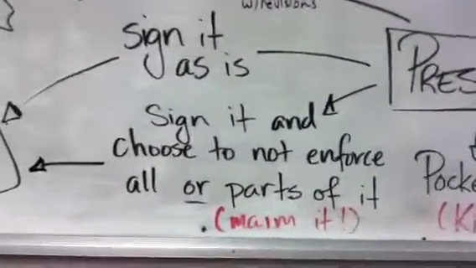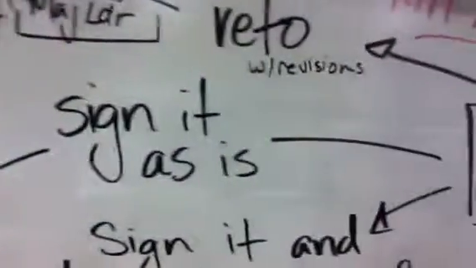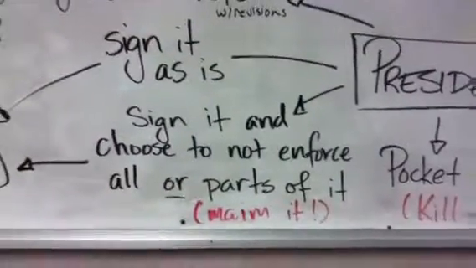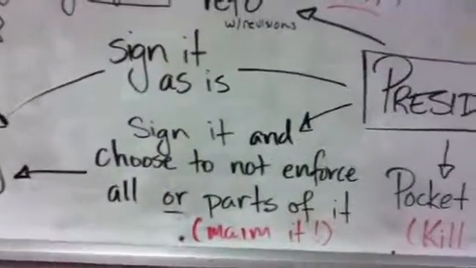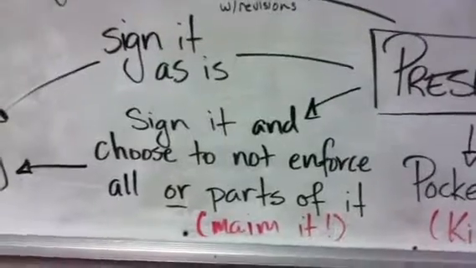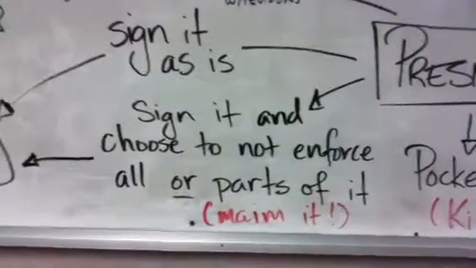He can sign it, and this is really interesting. He can sign it as it is, and the bill will become law, and everybody's happy. Or he can sign it and choose not to enforce all or parts of it, and that would effectively maim it. Now, why would the president do that?